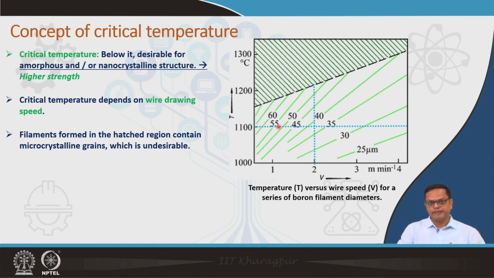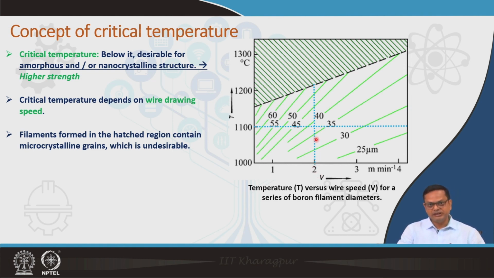Now, let us consider one constant temperature, 1100 degrees Celsius. So, you can see that at a fixed temperature, if you increase the wire speed, the deposition amount, or basically the diameter of boron fiber, gets reduced. Okay. At the same time, at a particular wire speed, let us say this particular 2 meter per minute.